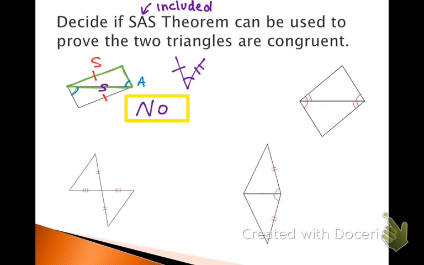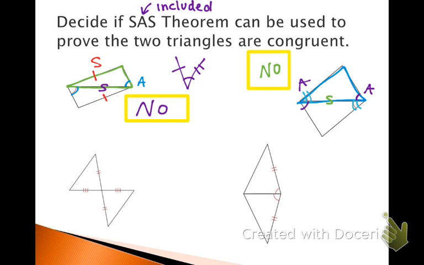All right, we're looking at the next one. Again, I highlight or outline a triangle, whichever one I'm comparing. I have an angle marked congruent to an angle. I have another angle marked congruent to an angle. What else do I have? I have a congruent side. So is this side angle side? No. It's angle side angle, which is a theorem we're going to learn about someday.